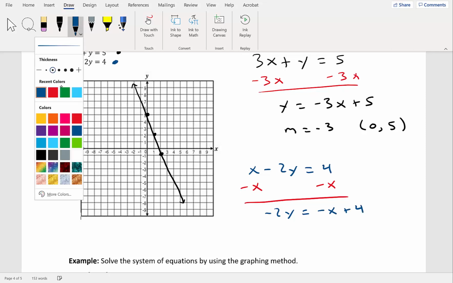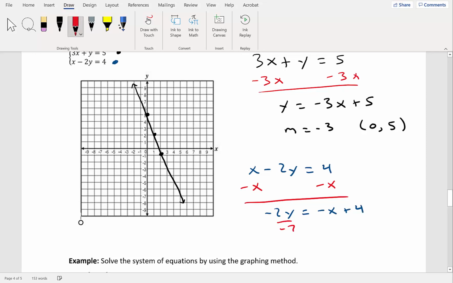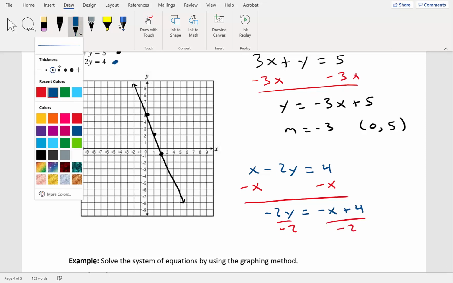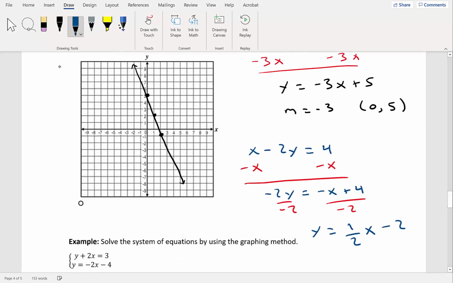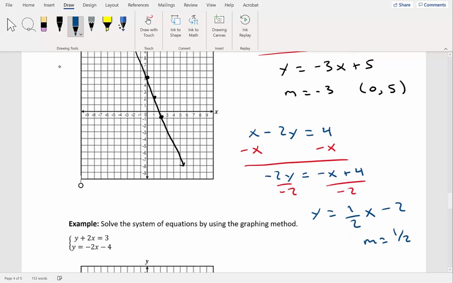Okay, now let's go ahead and divide by negative 2. This gives me y is equal to, so the negative x divided by negative 2 gives me positive 1 over 2x. 4 divided by negative 2 gives me negative 2. So my slope in this problem is 1/2, and my y-intercept is 0, negative 2.